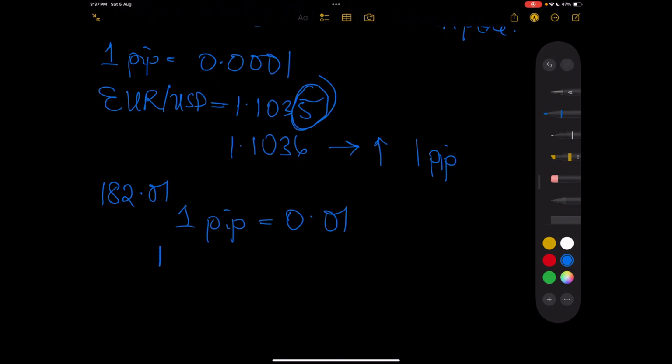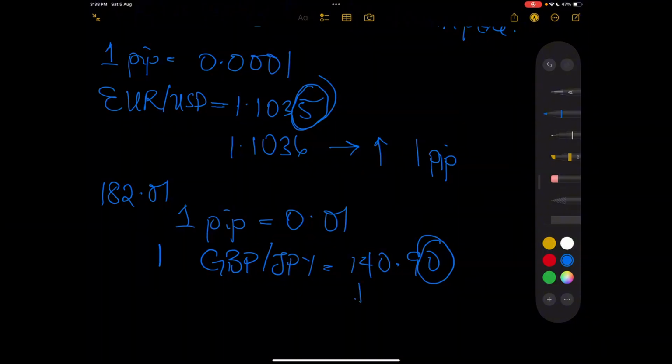But that's not what we're talking about. So if you have a pair like GBP JPY at 140.90, this particular place is the pip increase. Let's say this pair now moves to 140.91. Now we've said GBP JPY has had an increase of 1 pip. It's as simple as that.